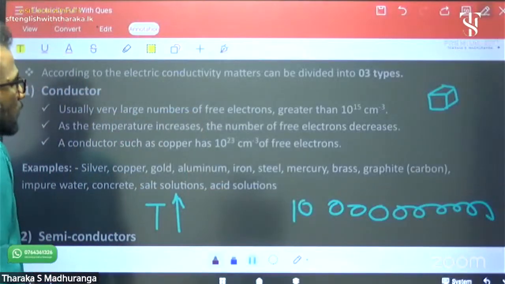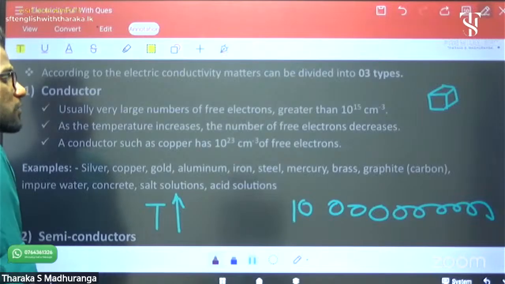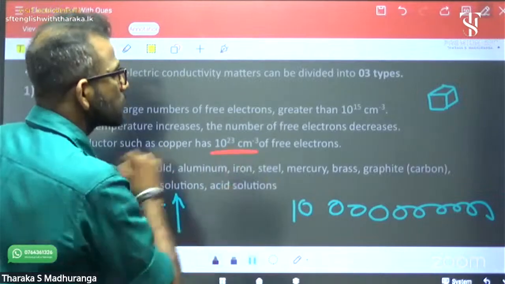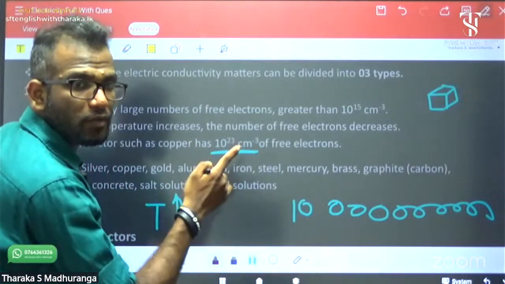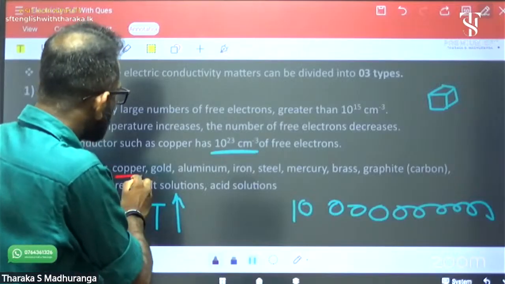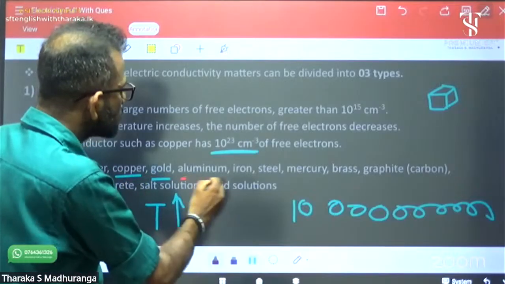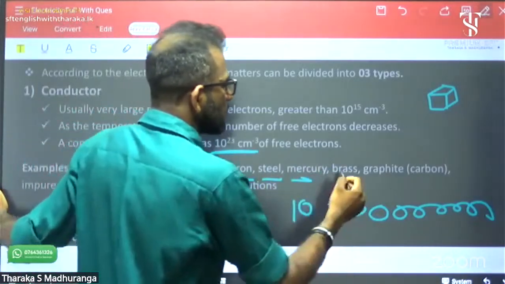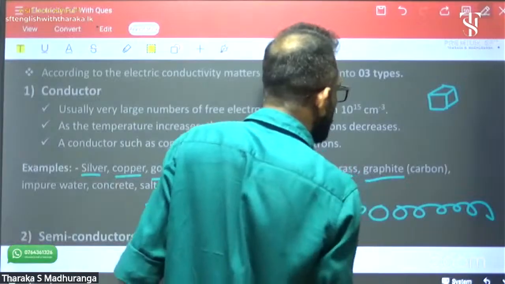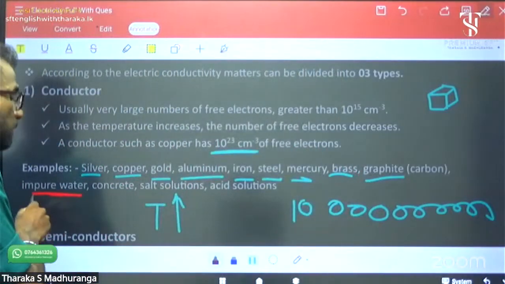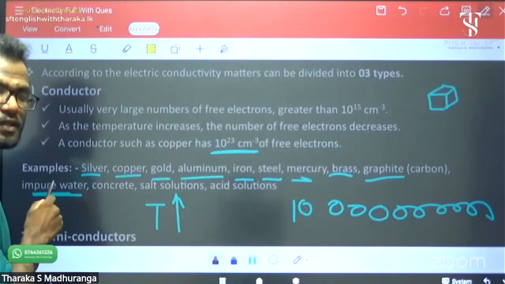Okay. A conductor such as copper has 10 to the power 23 per cubic centimeter of free electrons. Examples: silver, copper, gold, aluminium, iron, steel, mercury, brass, graphite, impure water.